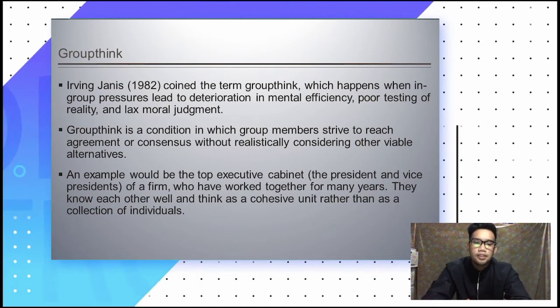An example would be the top executive cabinet, the president and the vice president of a firm who have worked together for many years. They know each other well and think as a cohesive unit rather than as a collection of individuals. Clearly, it is important to understand the potential problems associated with group decision making so that it can benefit the case analysis process. Therefore, let's first look at some of the symptoms of groupthink and suggest ways of preventing it.